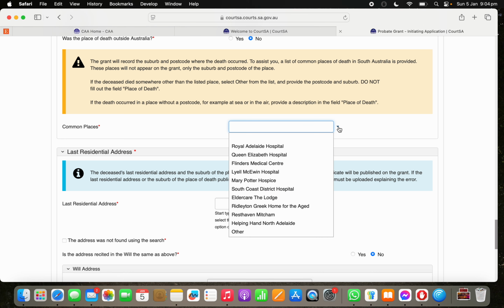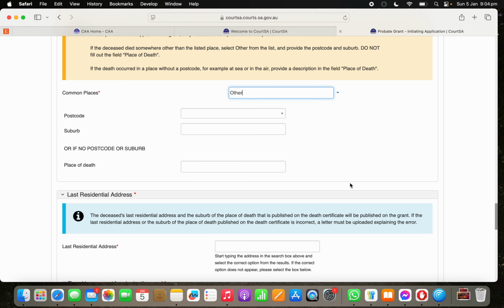Then we have common places. So we have a list here of common places, but if none of them fit the details of your case, click Other, and then these three boxes appear. Please don't fill out all three boxes as you'll just confuse the system. It's either postcode and suburb or place of death. Place of death is really only used where the deceased died in a car crash or was lost at sea, basically where no specific suburb or postcode can be pinpointed.